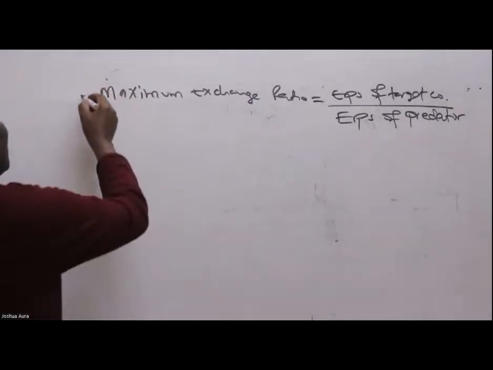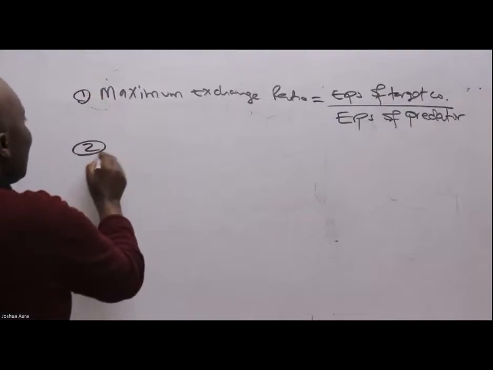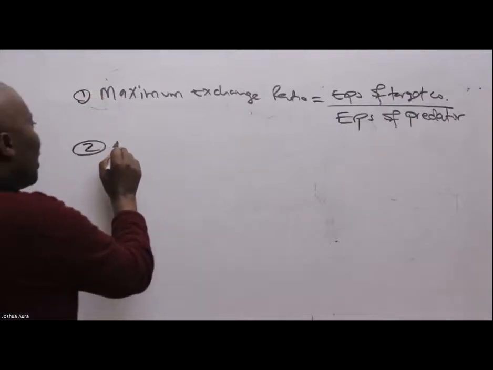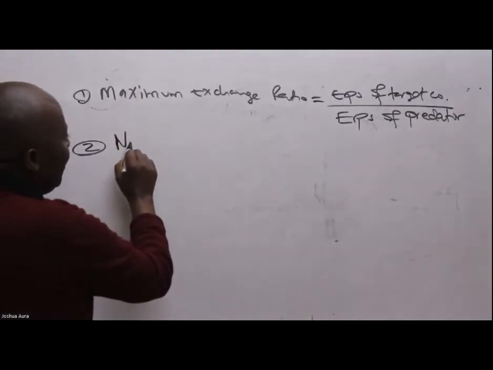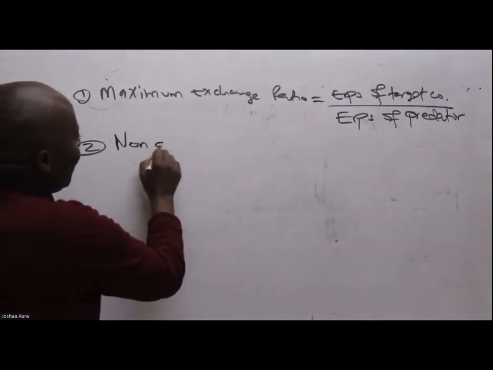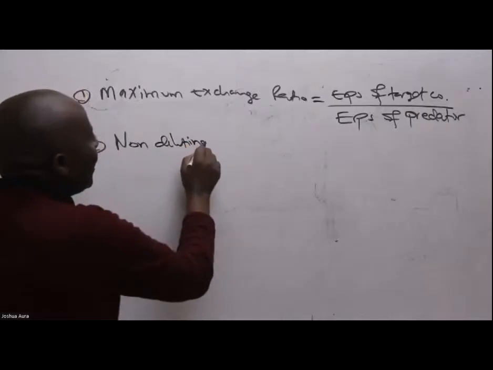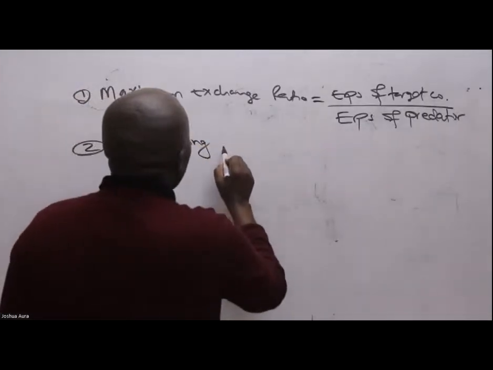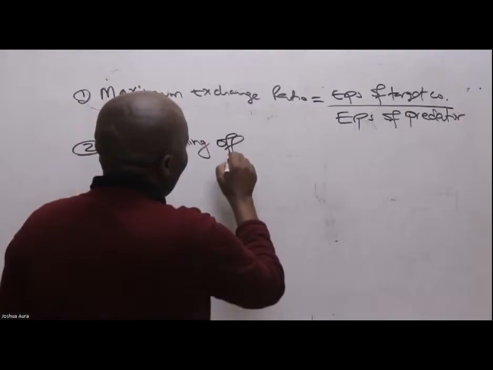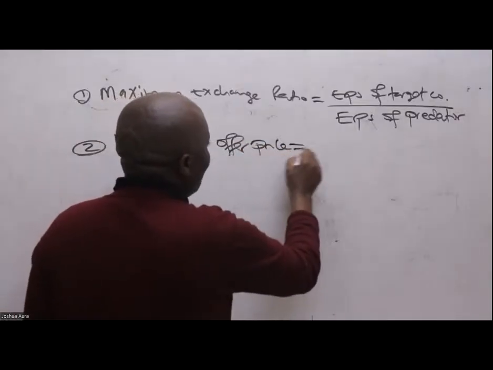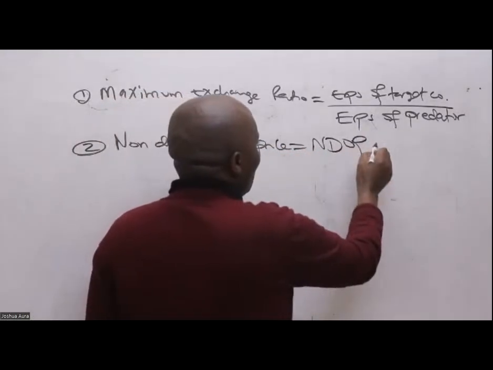Now, ladies and gentlemen, this is number one. I would want to see whether there is anybody who can remember the formula of getting the non-diluting offer price. Non-diluting offer price. This is what we called in this case here NDOP.